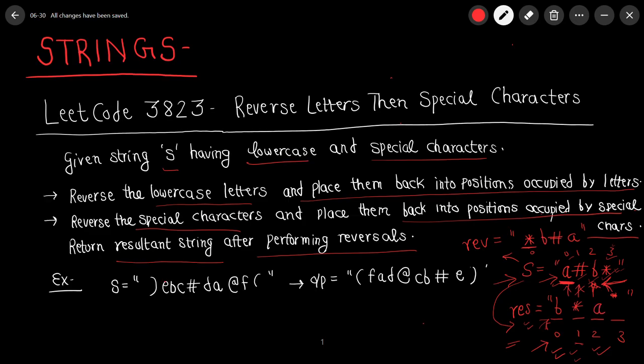Then finally, we reach star. Star is a special character. So at index 3, we are sure we would get a special character only. And which special character would we get? We traverse backwards and we will find that star is already used here, right? So we would get hash. So hash would come here. So this is our resultant string.